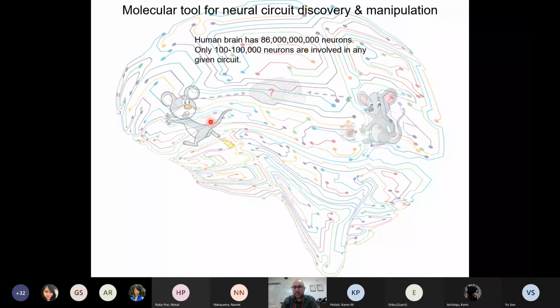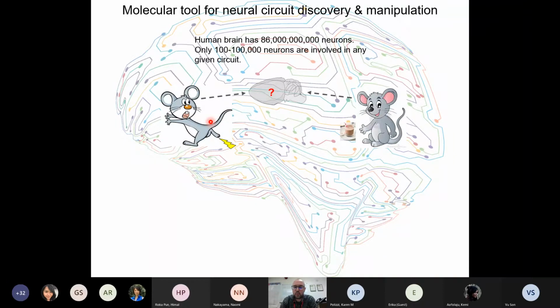So the brain has billions of neurons. However, only around 100 to 100,000 of these neurons are involved in any specific behavior. For example, if we give an electrical shock to mice, or if we provide chocolate milk, the neurons that are going to be responsive to these stimuli are very different. So a big challenge is how to identify those neurons.